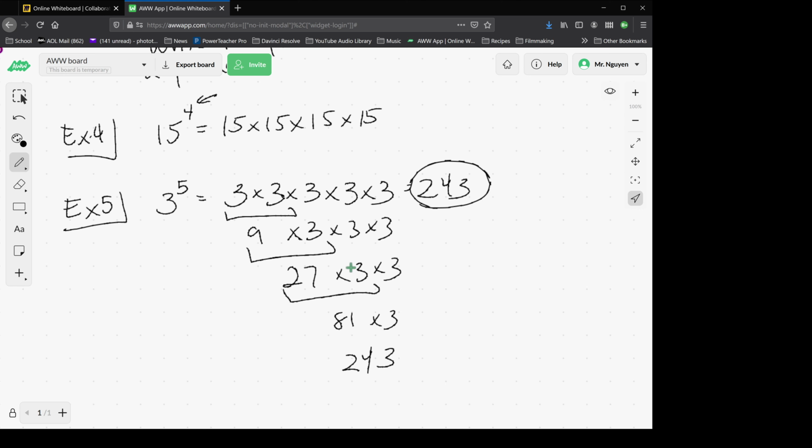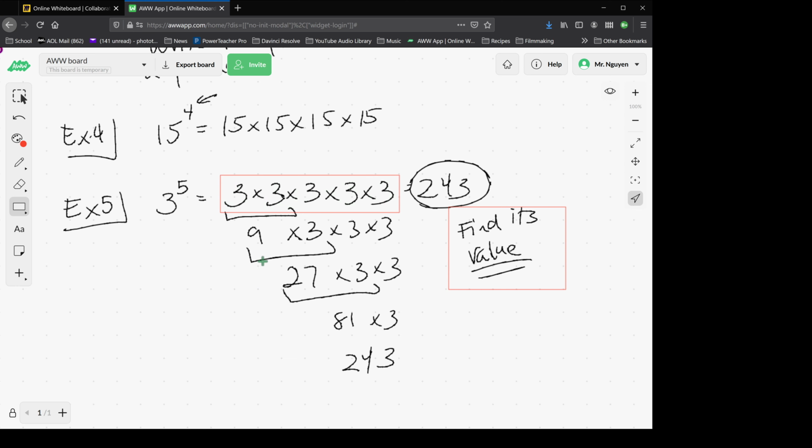The book will ask you then to find its value. When it says find its value, I want to put this in a big red box for you. When it says find its value, that's when you actually give the number. Otherwise, you don't. Okay? If it says just write the power as a product of the same factor, this is what you give. This is what you do.